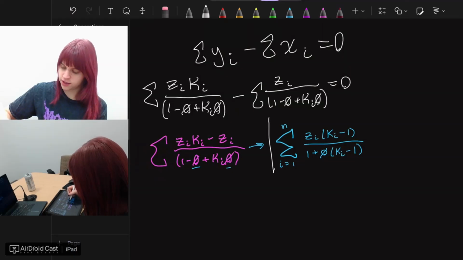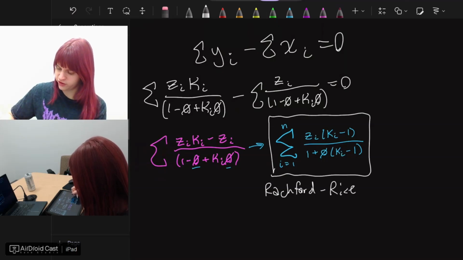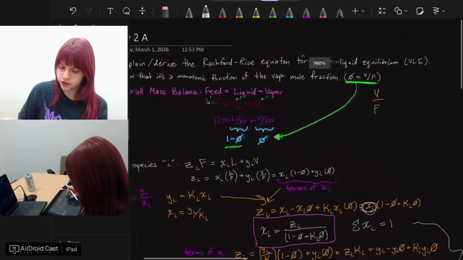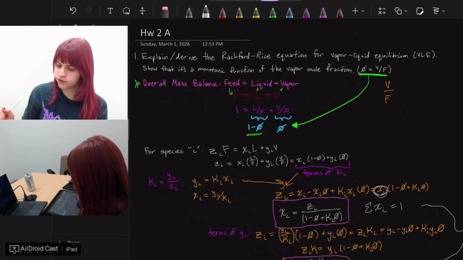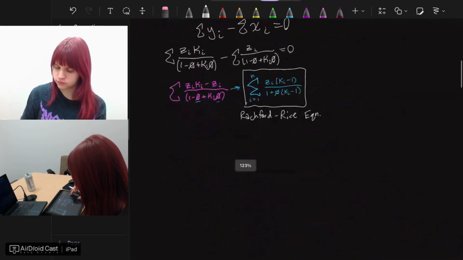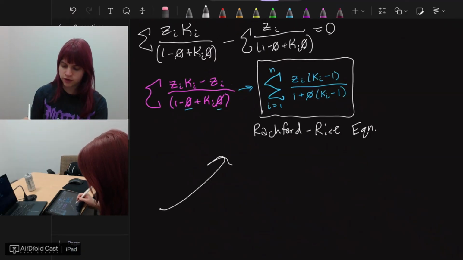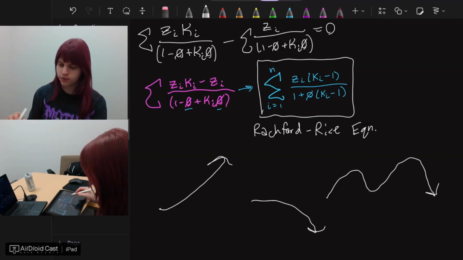And this right here is actually our Rachford-Rice equation. So we derived the Rachford-Rice equation for vapor-liquid equilibrium. We also want to show that it's a monotonic function of the vapor mole fraction. Monotonic functions are always either strictly increasing or decreasing. You shouldn't have both occurring.